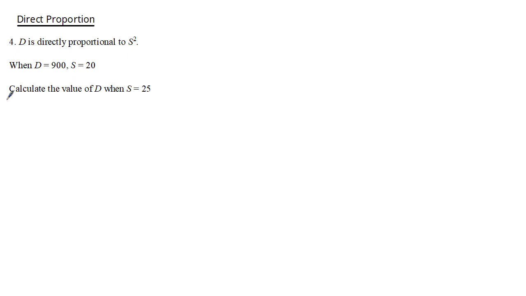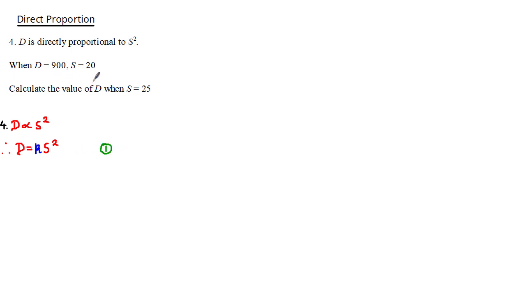However, in order to calculate the value of D when S is equal to 25, we have to find this formula first. Since we're given that D is directly proportional to S squared, we can also write this as follows. And therefore, using the same method, we can say that D is equal to K times S squared, where K is our constant of proportionality that we need to find. And we can label this equation 1.